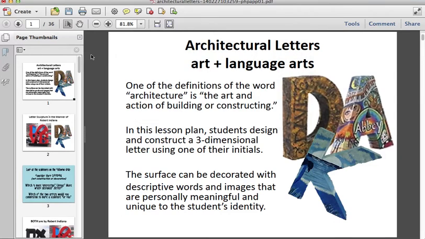This unit focuses on architectural letters. One of the definitions of the word architecture is the art and action of building and constructing. And in this unit, we are going to build and construct three-dimensional letters using one or both of the initials in your name. And once we build them, we're going to decorate them with something that has some type of personal meaning or is a way of identifying or describing you as the artist.